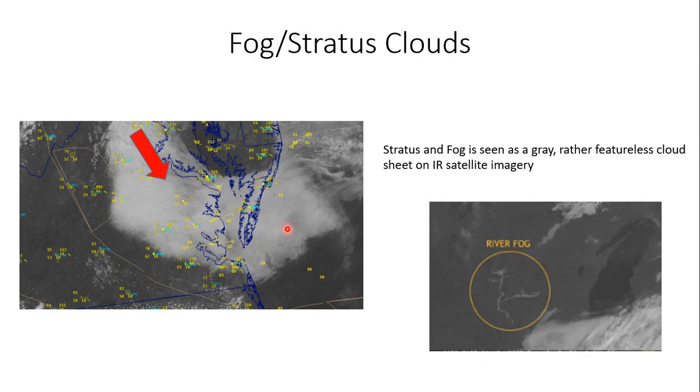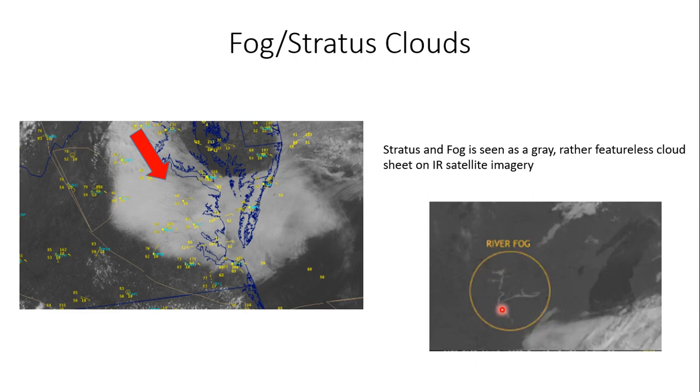Notice the rather gray featureless cloud sheet on the satellite image, and they tend to be in certain pockets. In this case, we have the Chesapeake Bay. To me, I'm guessing that the winds are from the east on this day. Actually, the wind barbs prove that. The winds are coming in off the cooler waters of the Atlantic Ocean and producing this low stratus over Virginia, eastern portions of Virginia. Now look at river fog on an IR satellite image here in the bottom right.